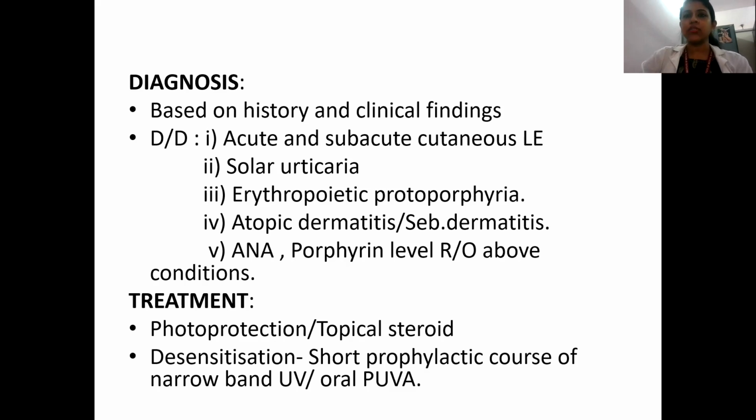So we have certain differential diagnoses of PMLE. We have acute and subacute cutaneous lupus erythematosus, solar urticaria, erythropoietic protoporphyria, atopic dermatitis or seborrheic dermatitis. ANA and porphyrin levels should rule out the above conditions. We should do an ANA, basically antibody testing, and check porphyrin. ANA we can do to rule out lupus erythematosus. Porphyrin we can check to rule out porphyrias. So we should check all this to rule out the above differential diagnoses of lupus erythematosus, urticaria, protoporphyria, and so on. These are the differential diagnoses we should think about when we see a case of PMLE.